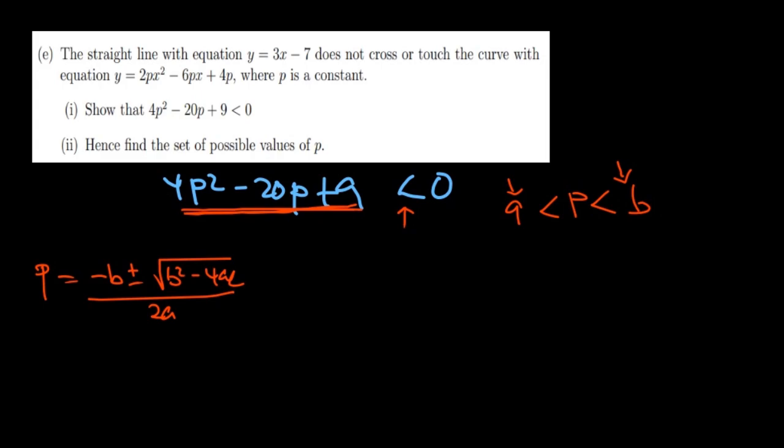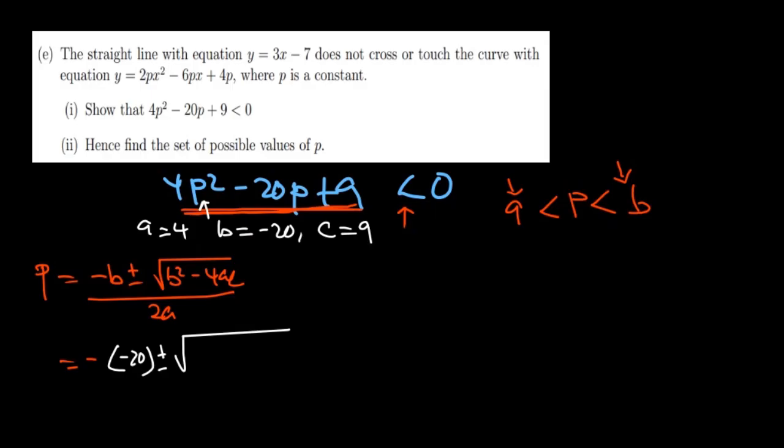So this is going to be equal to minus... let's get our a, b, and c. Our a here will just be 4, the coefficient of p squared, or whatever variable you have here, it can be z, it can be k, it can be any variable. Then b is equal to minus 20, then c is equal to 9. So here we're going to say minus b, which is minus 20, plus or minus the square root of b squared, so minus 20 squared, and then minus 4.